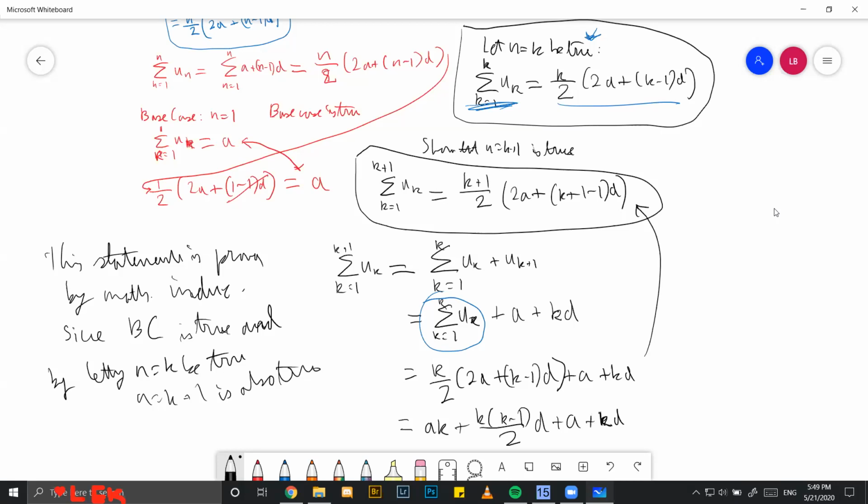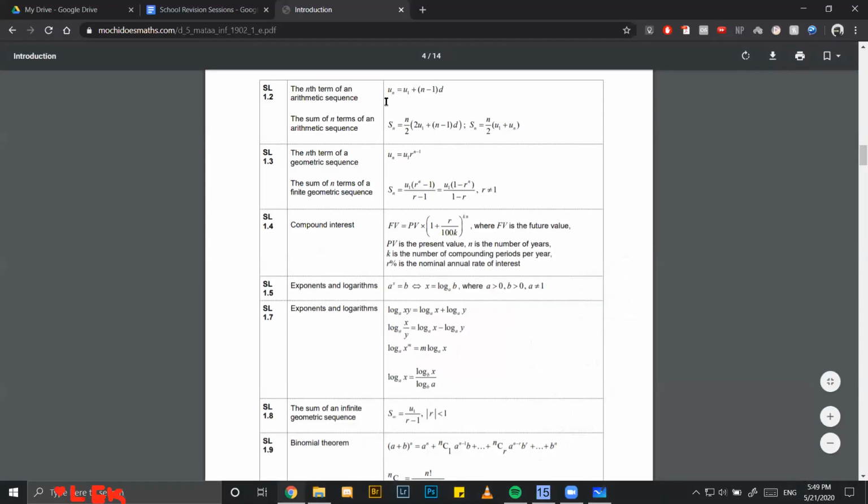So yeah, I've just used induction to prove the sum of an arithmetic progression. That's the same thing written right over here. Now I'm going to do the same thing for the geometric sequence sum, but I'm not going to use induction on it again because that'll take too long. I think it's a little more complicated in induction.